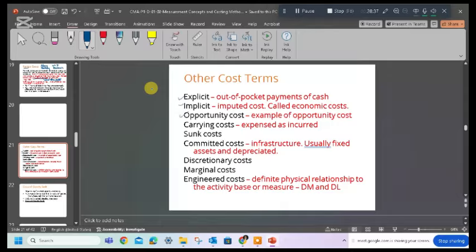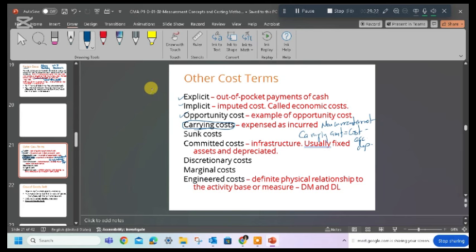Opportunity cost, I already explained. Carrying cost basically means the past cost as incurred. For example, where do we use this term carrying cost? For non-current assets. Carrying cost means cost minus accumulated depreciation. Cost minus accumulated depreciation is what we call the carrying amount for a non-current asset. So basically, based on the past cost, what is reflected is the carrying cost.